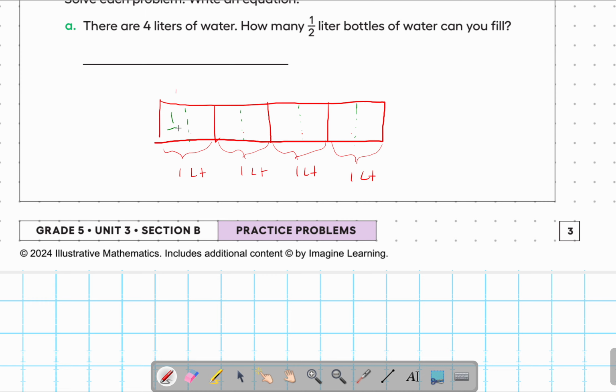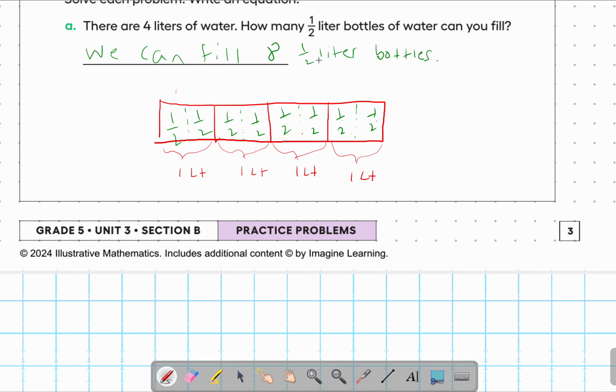All right, so here we have 1/2, 1/2, 1/2, 1/2, 1/2, 1/2, 1/2, and 1/2. Okay, so how many half-liter bottles of water can you fill? Well, as we can see from the diagram, we can fill 1, 2, 3, 4, 5, 6, 7, 8. So we can fill 8 half-liter bottles of water.